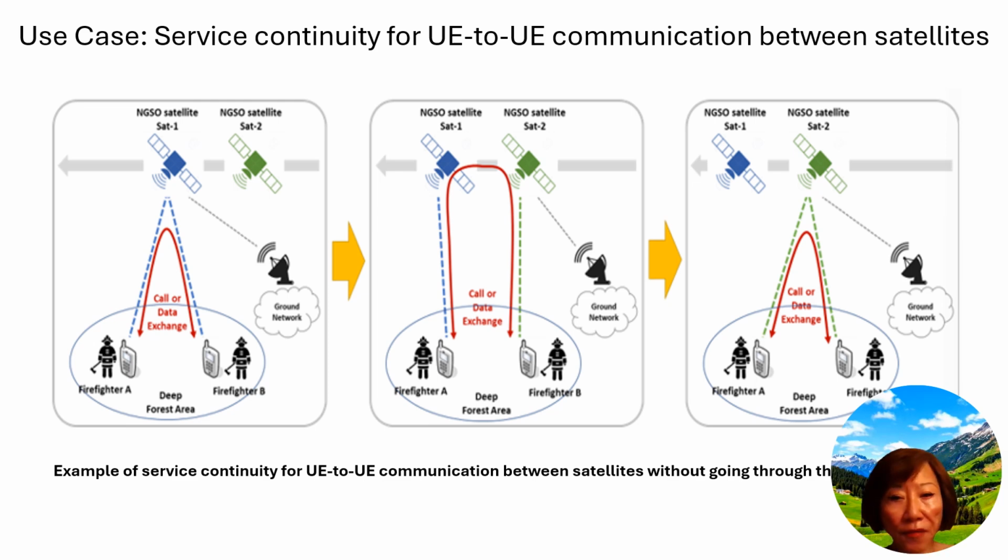On the right frame, the stage 3, the transition is complete. Firefighter A now communicates through SAT-2, satellite 2, the green satellite. Firefighter B has fully transitioned to SAT-2. The call or data exchange continues, now entirely routed through SAT-2.